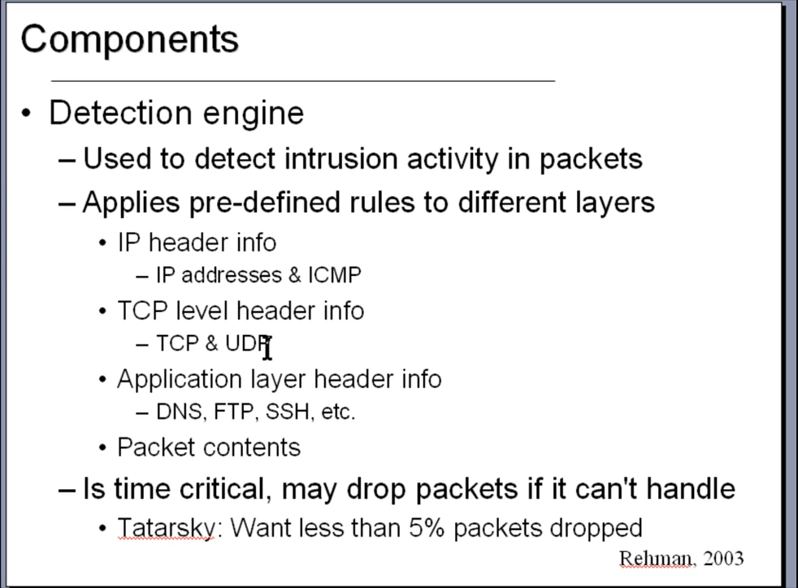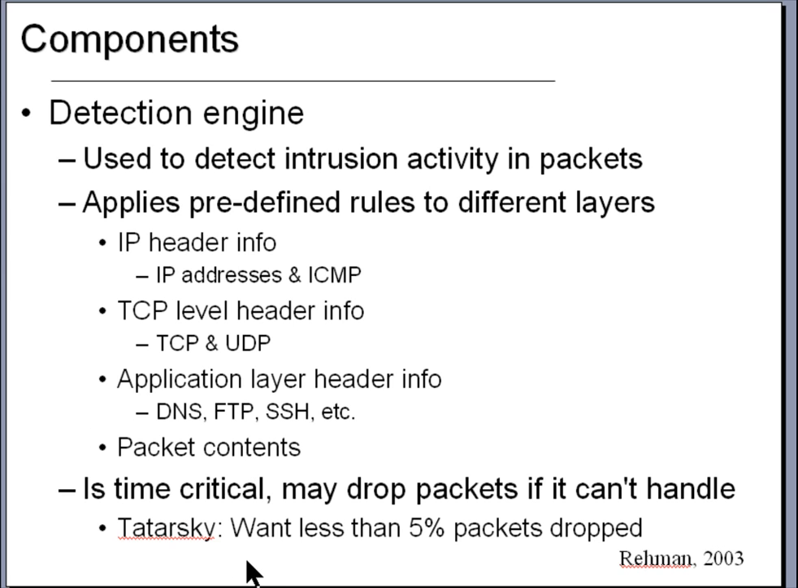Down here you can specify port numbers, port ranges, whether a packet is TCP or UDP. Then we have application layer header information, so we're talking about things like FTP, SSH, TFTP, web, and so on. And finally, the packet contents. Sometimes you just want to look at the packet contents to determine if a rule matches or not.